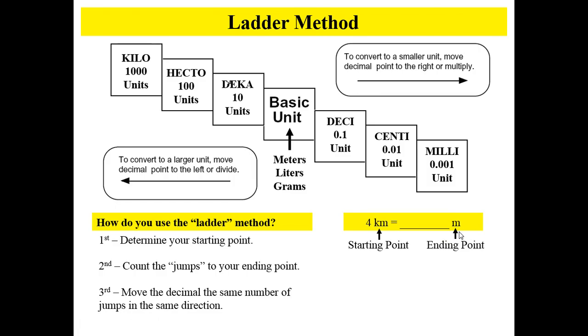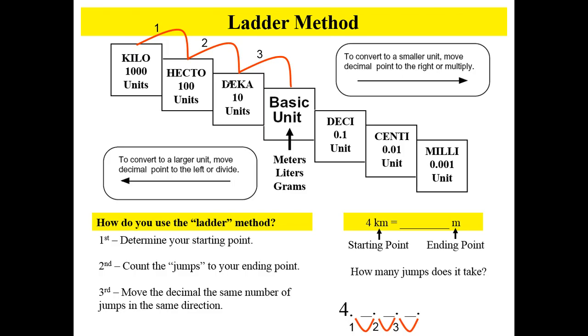Find those two things on the ladder, and then count how many jumps it takes. If we start at kilo and go down to meters, it takes 1, 2, 3 jumps to get to meters, remembering that meter is a base unit. In the original problem, you would rewrite the number, putting in any decimal point, and then follow the same steps with your pen or pencil to move that decimal point 3 places. Follow the same direction you did on the ladder. So if you go to the right, 1, 2, 3, down here you go to the right, 1, 2, 3. And that final spot is where your decimal point will land.